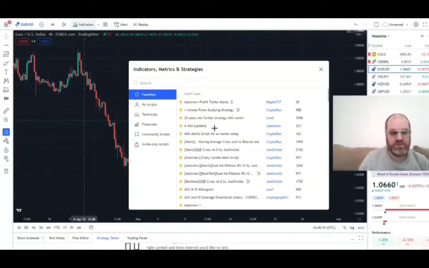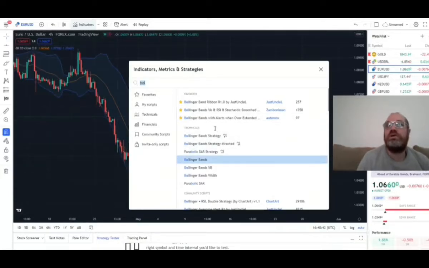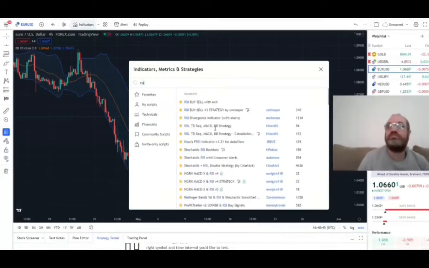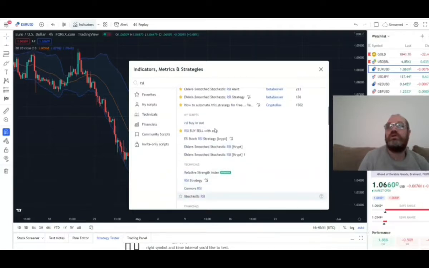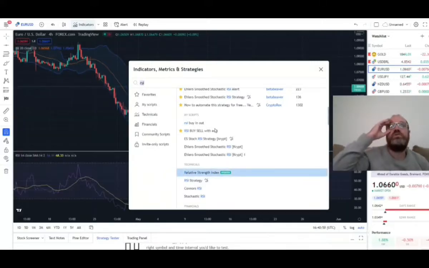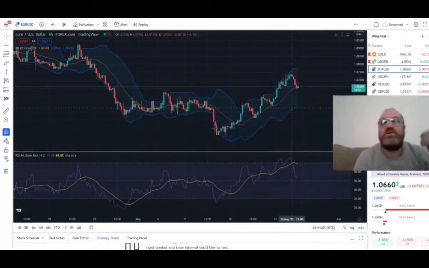So let's add Bollinger Band. We are just going to have the normal Bollinger Band, nothing special. And then we add RSI. Let's see. We just want the normal RSI also. And that's this one you see here. That says updated. So let's push that one. And there we have it.